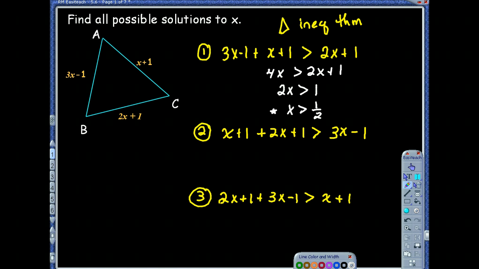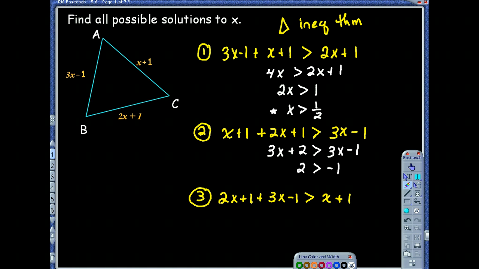Okay, so 3x plus 2 is greater than 3x minus 1. If I subtract 3x from both sides, I get 2 is greater than negative 1. There's no x, so that's probably not going to be helpful to find a value of x. If it says find all possible solutions of x, well, this isn't going to help us. Yes, 2 is greater than negative 1.